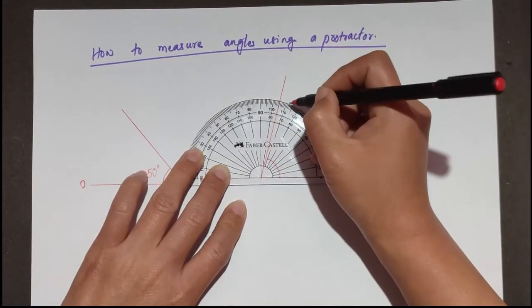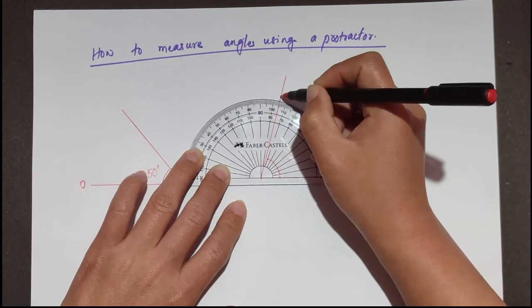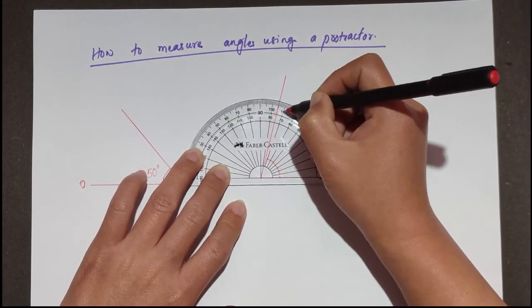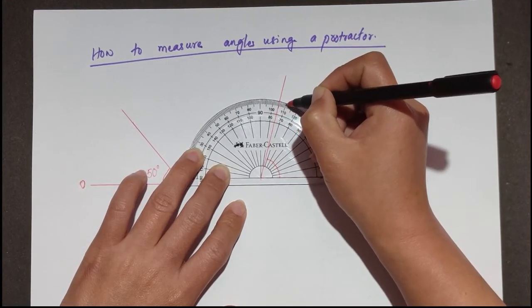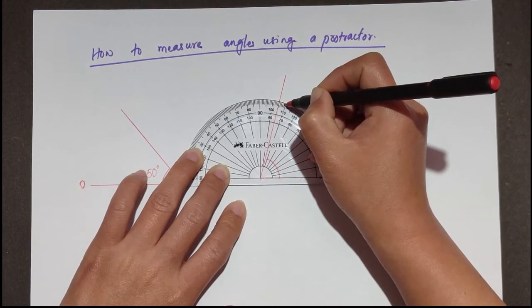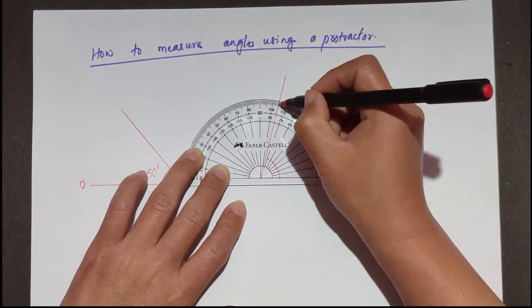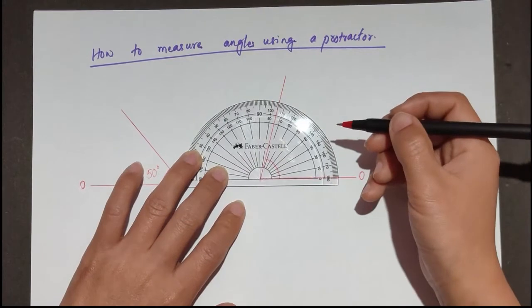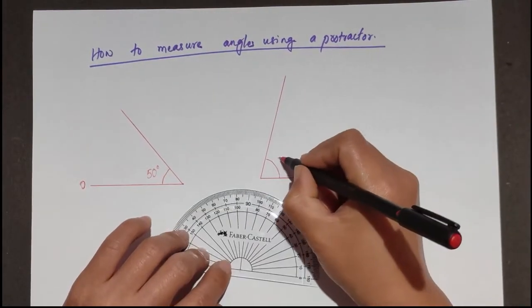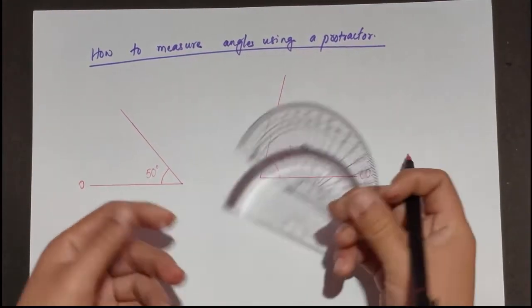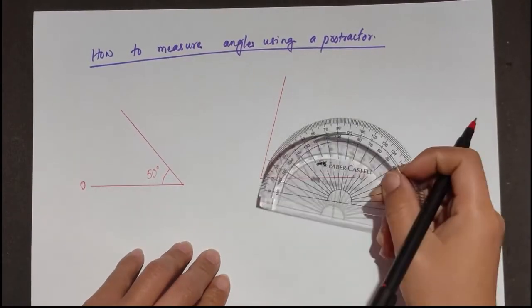Now after 70, how do we read? This line is between 70 and 80, right? So this is your 70. After 70, how do we read? We read as 71, 72, 73, 74, 75, right? So that means this angle is exactly on 75 degrees. So we write as 75 degrees. So this is how we measure an angle using a protractor.